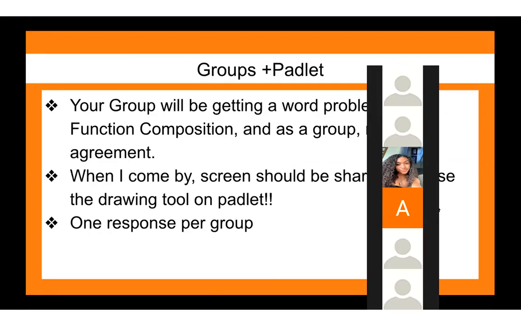As a group, you're going to reach an agreement. Whatever agreement it is, it doesn't have to be right. It's about participation here and just getting your ideas down. When I come by, I should see that the screen is being shared by someone in the group. You all can decide among you, maybe earliest birthday or latest birthday. Just decide who's going to do it and make that a quick decision.